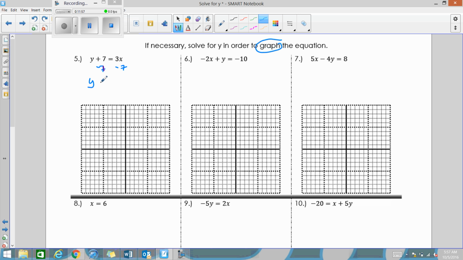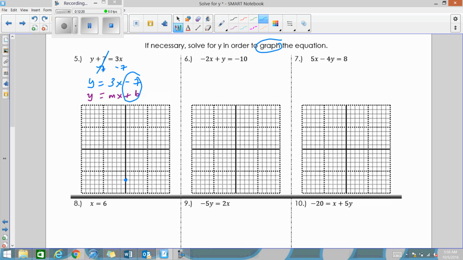So we get y equals, so that cancels out. So y equals 3x minus 7. You always want your x to come first. So, all right, we got y equals mx plus b. The rule is you begin at b. We begin at b, so we're going to begin down 7 from the origin.